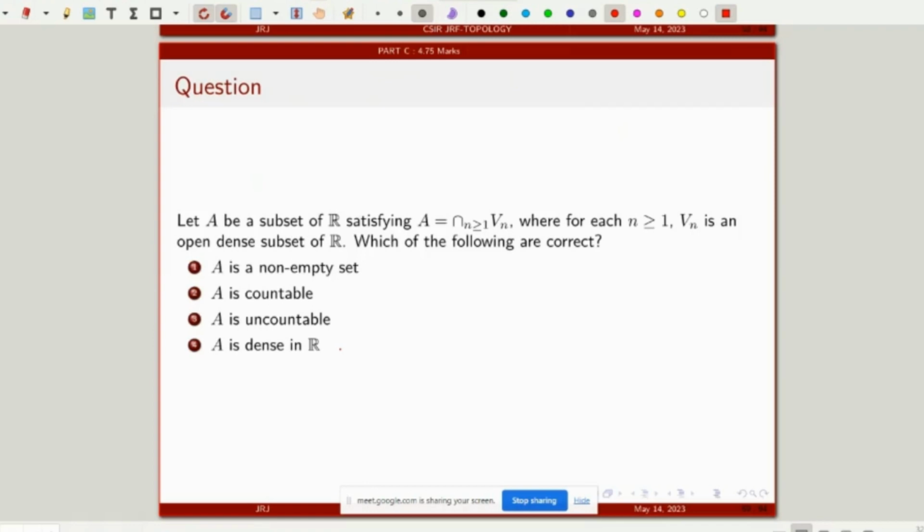Let A be a subset of R satisfying A equal to the intersection over n greater than or equal to 1 of Vn, where for each n greater than or equal to 1, Vn is an open dense subset of R. Then which of the following are correct? Someone earlier used some theorem while we were discussing something else, the Baire category theorem. From Baire theorem, which options can we conclude? First and fourth option we can conclude. Now, what about option 2 and option 3?